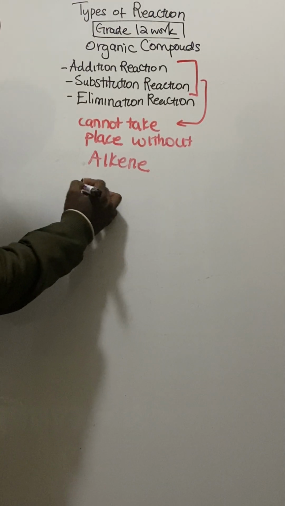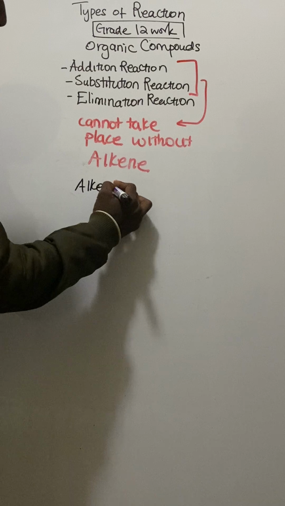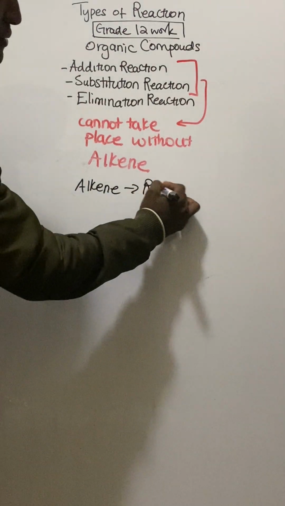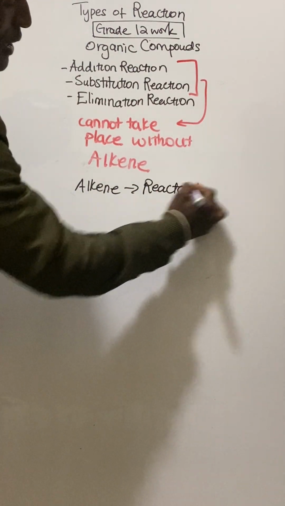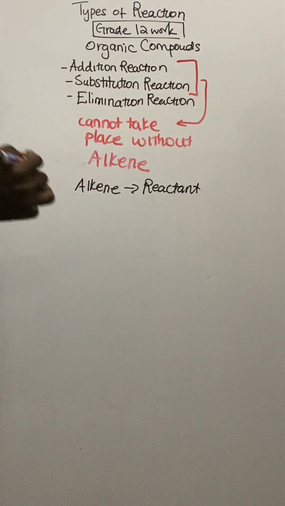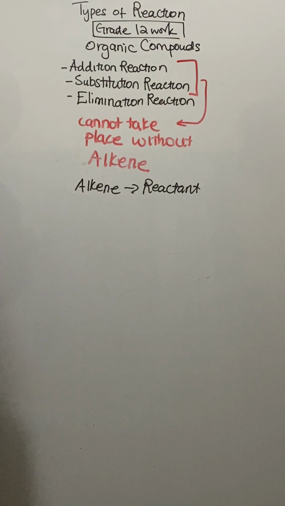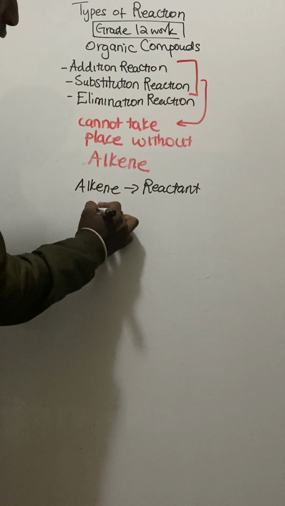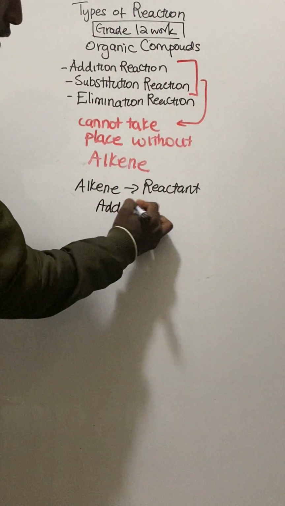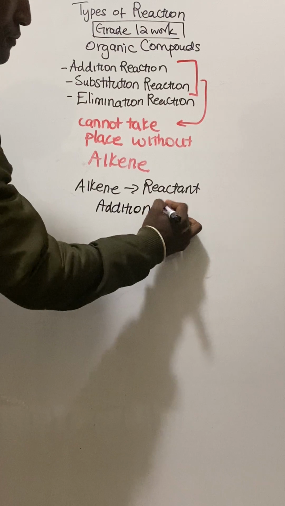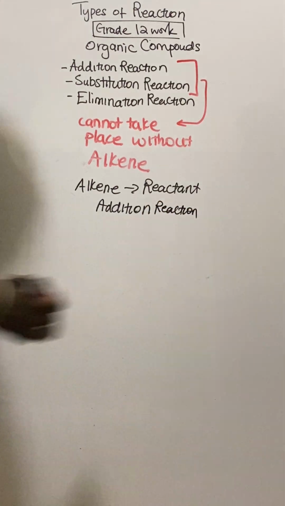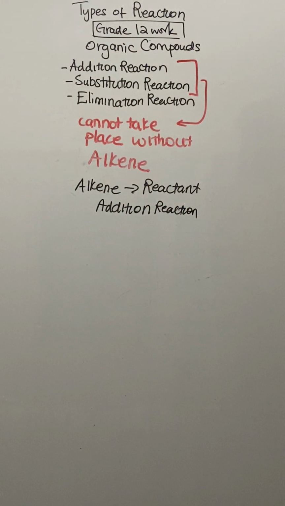Guys, actually, let me give you a tip. If an alkene is a reactant, definitely your reaction is actually an addition reaction. That is just my 2-cent tip. In any type of reaction that you are dealing with, if your alkene is your reactant, it will become an addition reaction.